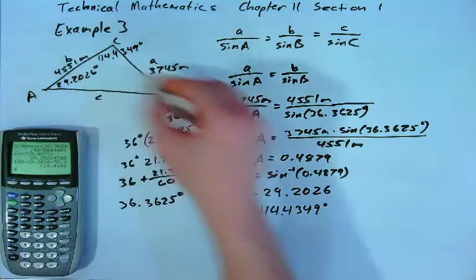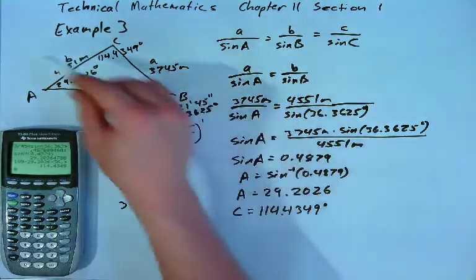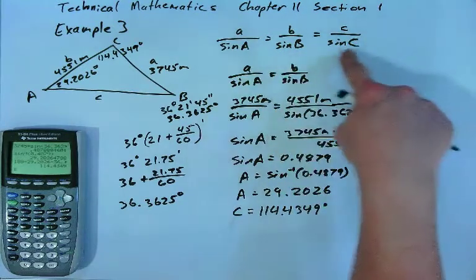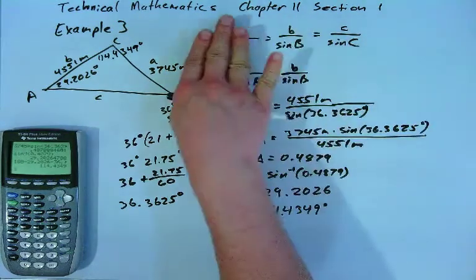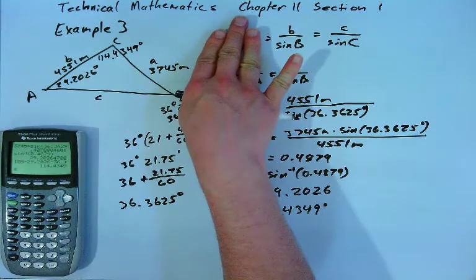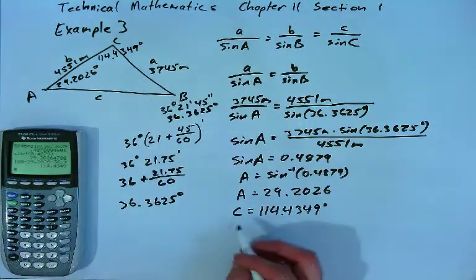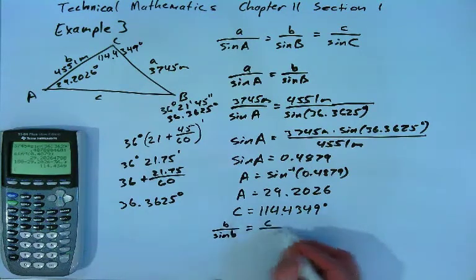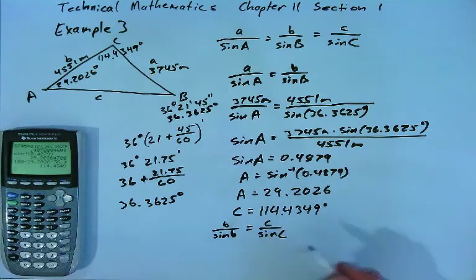The only piece of information that we don't have now is side C. And so again, side B and angle B, that was the original information given to us. We should use that in our formula. We are looking for side C, so we're going to use B over sine B is equal to C over sine C. Plug in the information that we know.